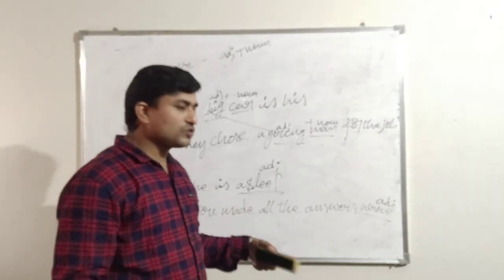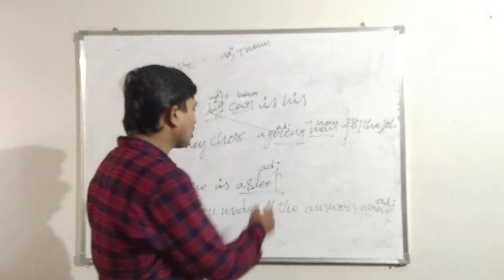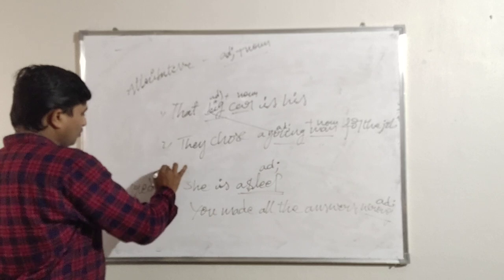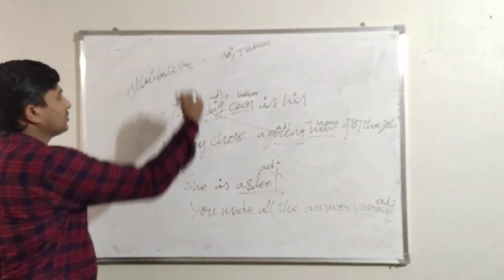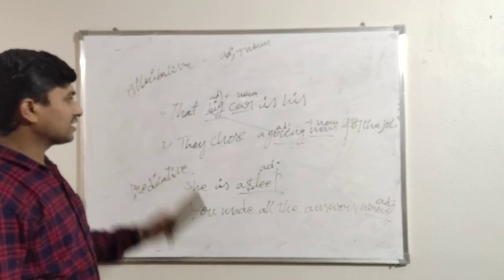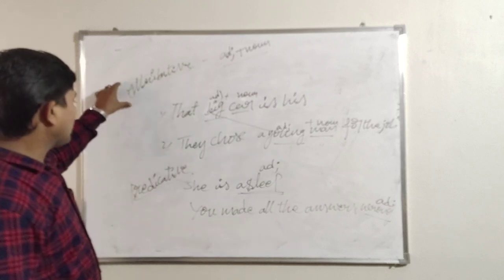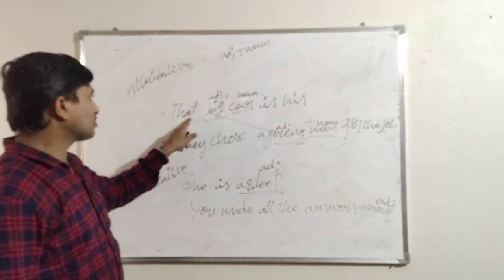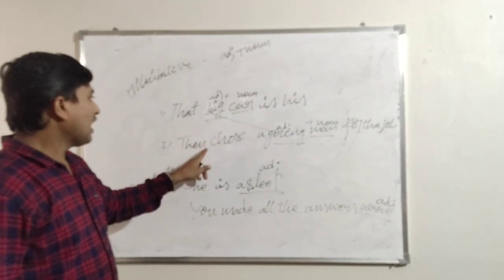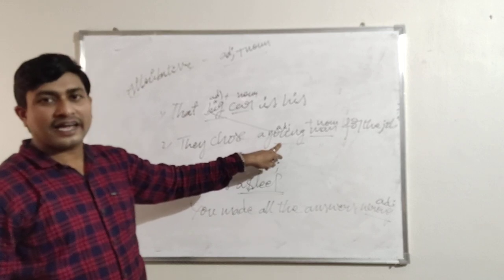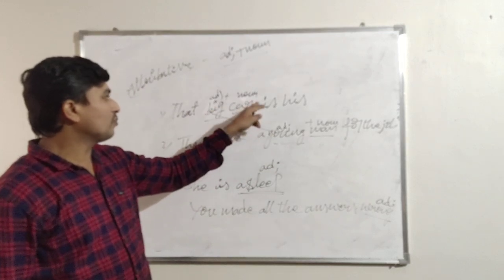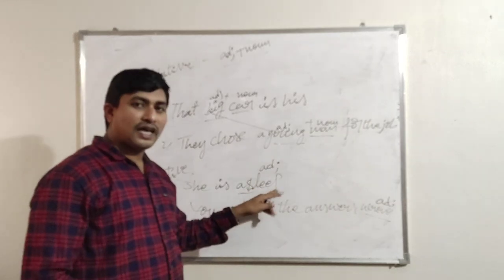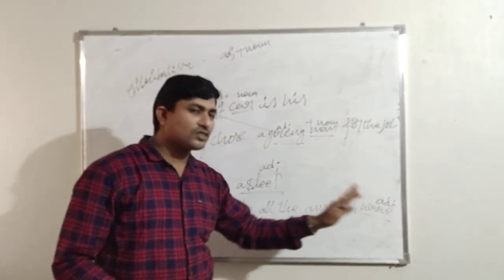An adjective used without a noun is called a predicative. So what is the difference between attributive and predicative adjectives? An attributive adjective is in the form of adjective plus noun. That's why that big car is his is an attributive adjective. And they chose a young man for the job is again attributive, because both adjectives are used along with nouns. And here, she is asleep: the adjective is used free. And you made all the answers wrong.